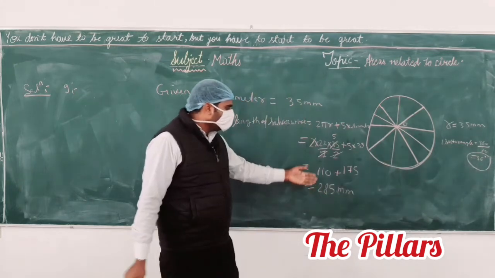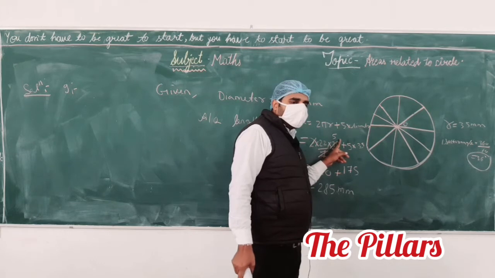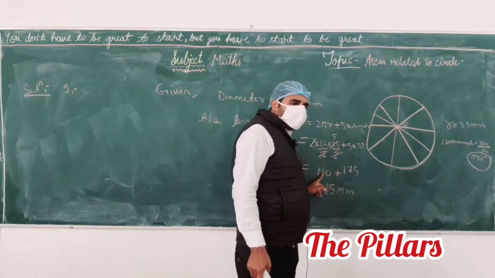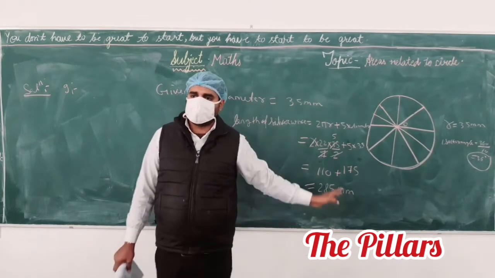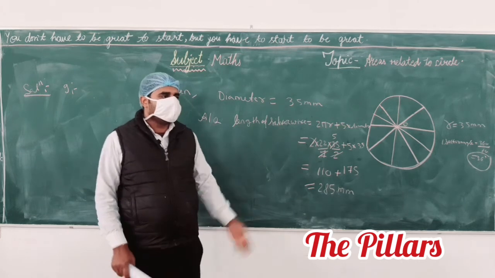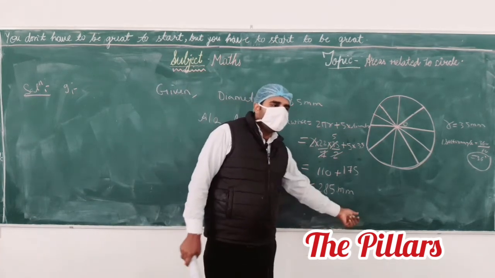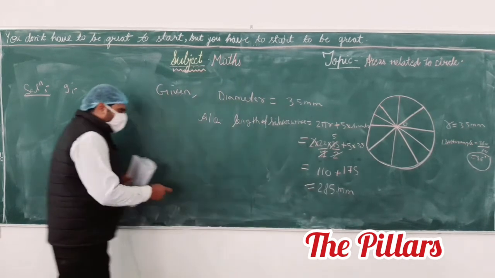It means the total length: 7 fives are 35, 22 into 5 equals 110, and 35 into 5 equals 175. 175 plus 110 equals what? 285 millimeter. This is one dimension. Length is one dimension, so its unit is millimeter. Now the second part of the question.